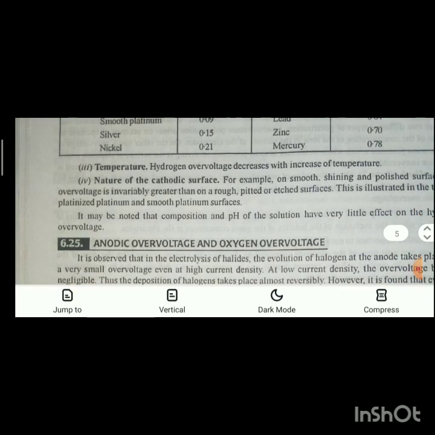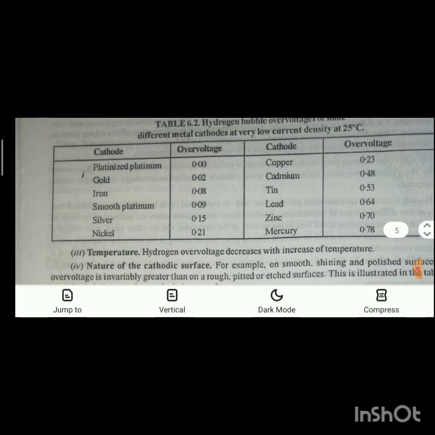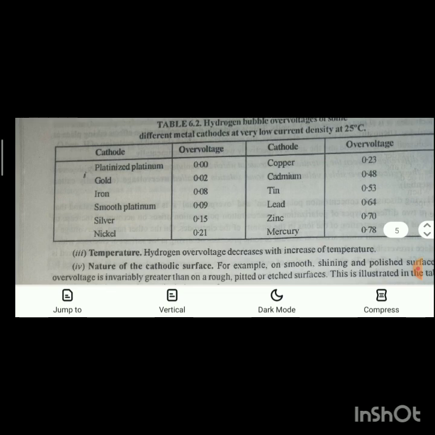Hydrogen bubble overvoltage of a few cathodes of different metals at very low current density are given below. Platinized platinum, its overvoltage is 0.0, gold 0.02, iron 0.08, smooth platinum 0.09, silver 0.15, nickel 0.21, copper 0.23, cadmium 0.48, tin 0.53, lead 0.64, zinc 0.70, mercury 0.78.